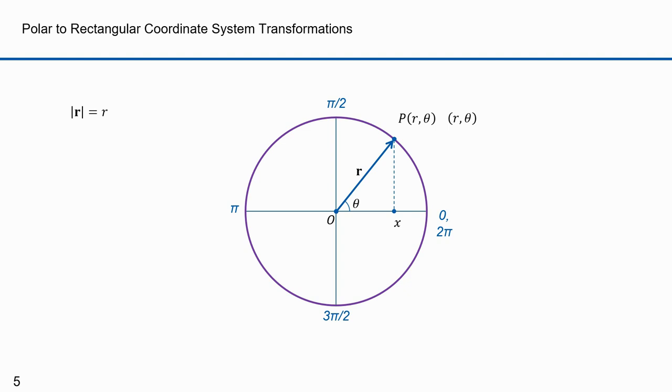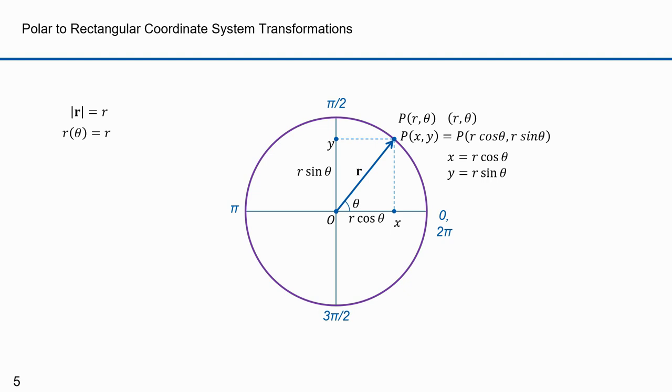This is the x component of our point P, and this is the y component. The length of this line segment is r cosine theta. The length is the value of the x coordinate. The length of this segment is r sine theta. This is the value of the y coordinate. Hence, x equals r cosine theta and y equals r sine theta. These are rectangular coordinates for P, x and y. If we substitute r cosine theta for x and r sine theta for y, you get these coordinates. This is how we transform from polar coordinates to rectangular coordinates.